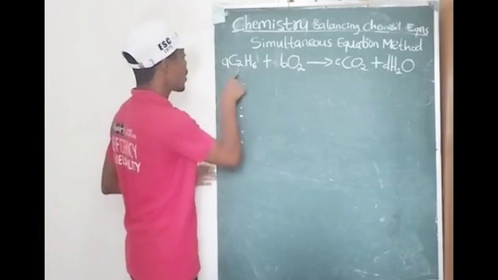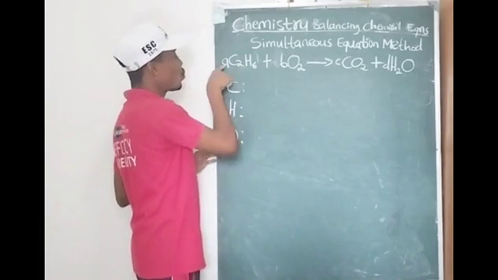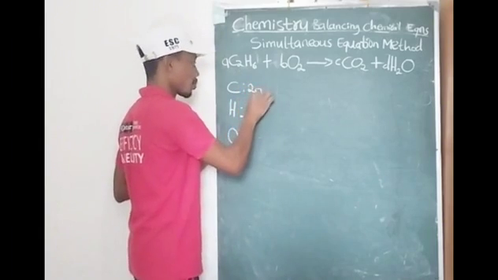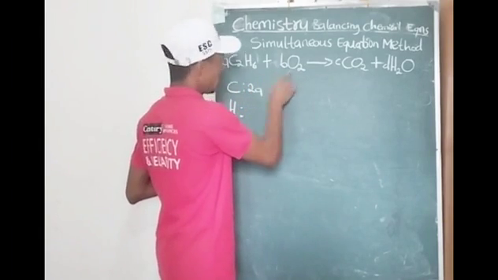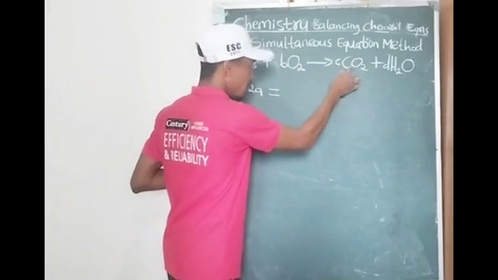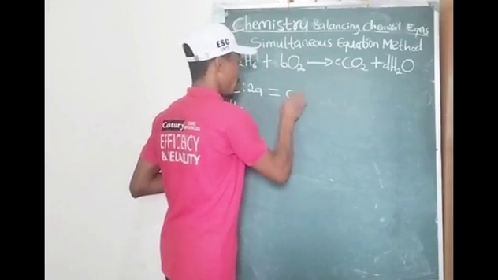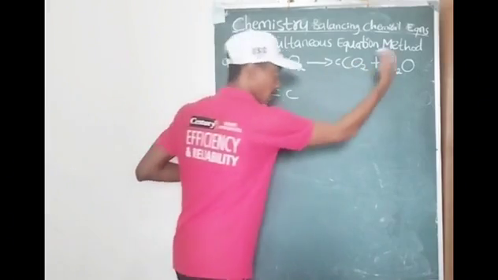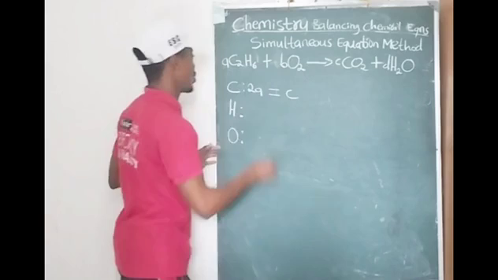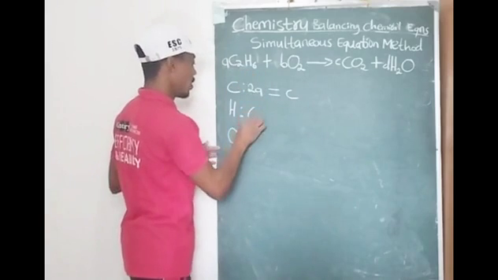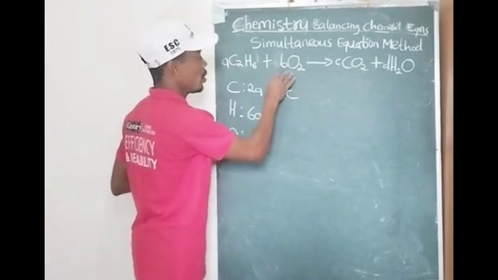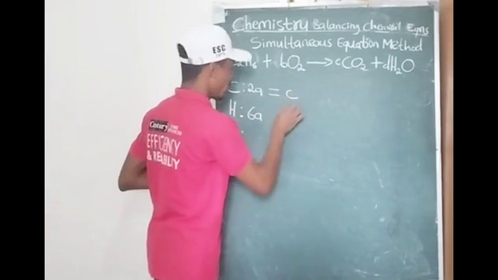So for carbon, this is 2 times A, that's 2A. Did I say any other carbon here? No. So I move. This is 1 times C, 1C, which is C. 2A is equal to C. Any other carbon atom? No other carbon atom. For hydrogen, this is 6A. Any other hydrogen atom? No other hydrogen atom.